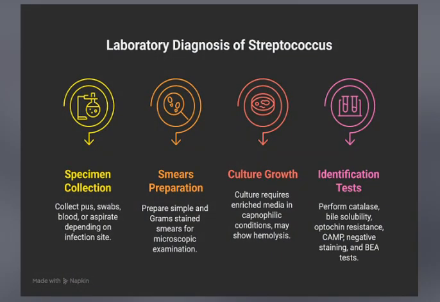Laboratory diagnosis starts from sample collection. In this case, it can be pus, swabs, or blood, depending on the site and type of infection. The first test that follows is staining, where they appear as gram-positive cocci in chains in Gram staining. However, confirmation of the organism is achieved through culture, where they require capnophilic conditions. Species identification is achieved through tests like the bile solubility test, negative staining, and the bile esculin agar test.